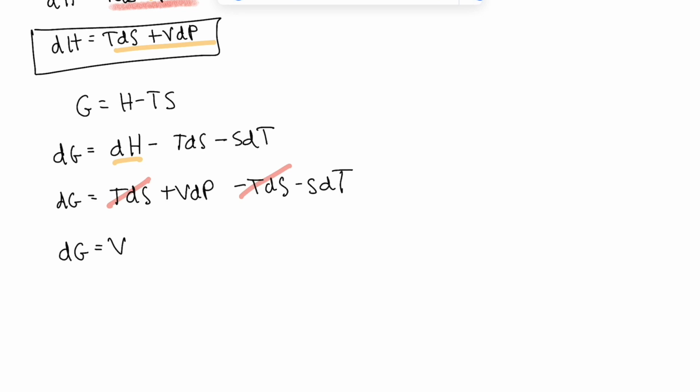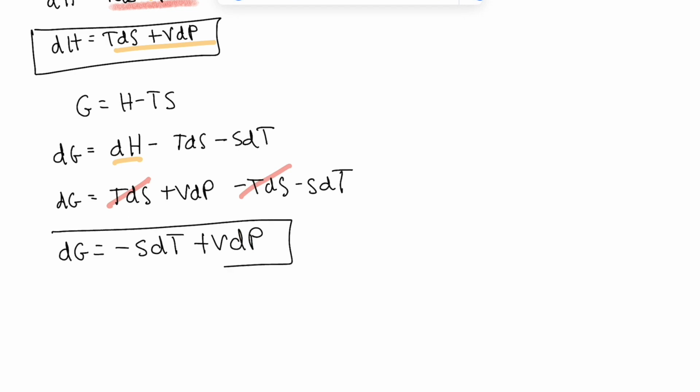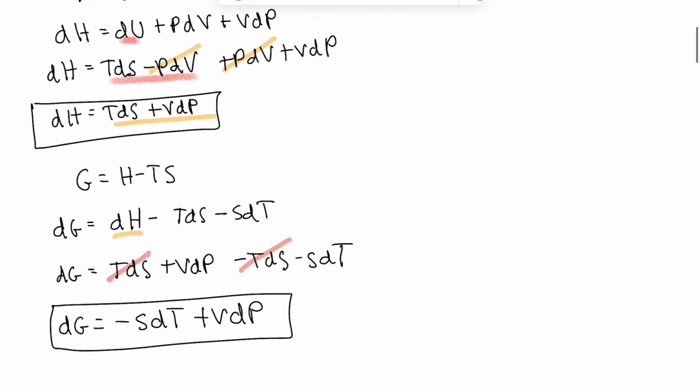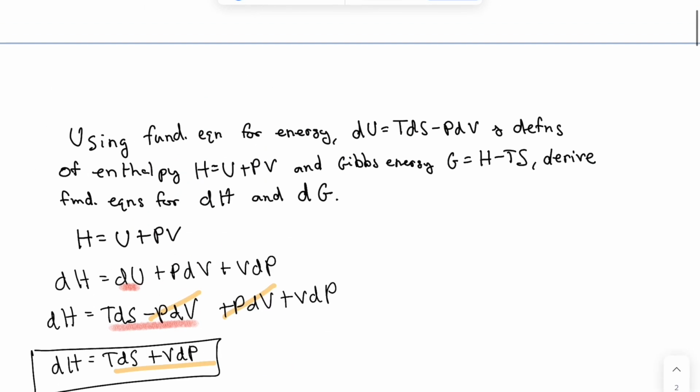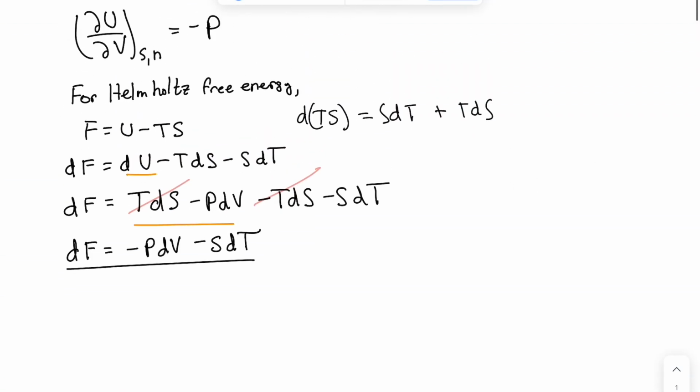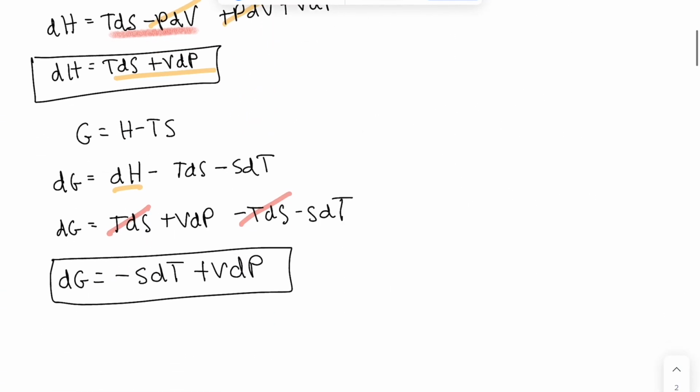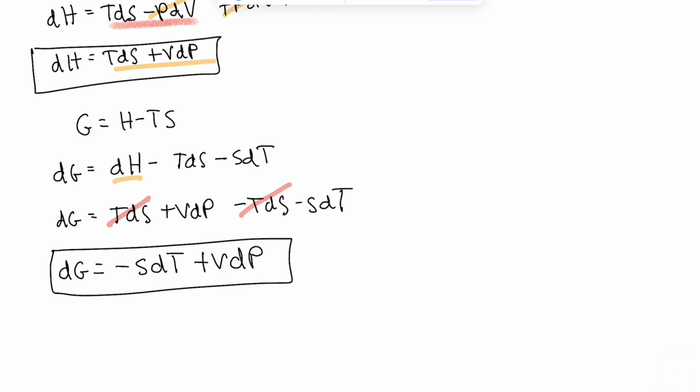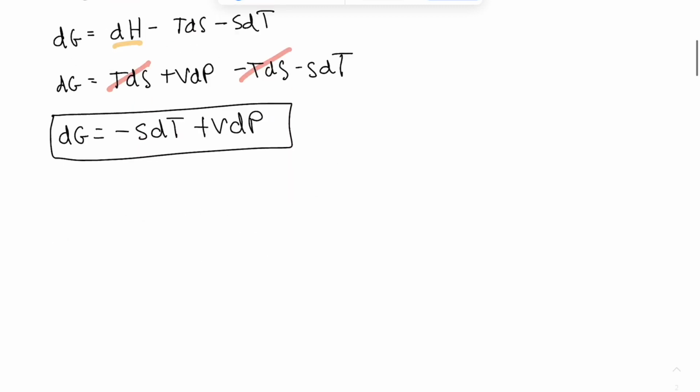I'm going to write it in the other order because generally we write the entropy terms first. So this is negative SdT plus VdP. We can see that all of these four equations involve S, T, V, and P in some combination. There's different ways you can get these. These are just going to be on our equation sheet because they are so powerful and help us solve so many problems in thermodynamics. So those are our four fundamental equations. Now let's see what we can do with them.